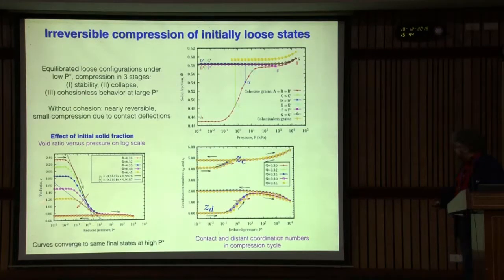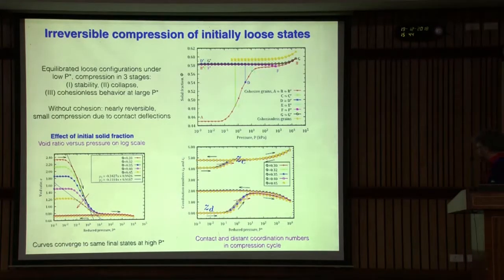We see this behavior. This is actually because of my soil mechanics colleagues. This is the void ratio. Void ratio is 1 over phi minus 1. So it decreases, which means the system gets irreversibly compressed. And if you decrease the pressure, this is P star, it will stay in a dense state, of course. So you have different curves corresponding to different initial states.